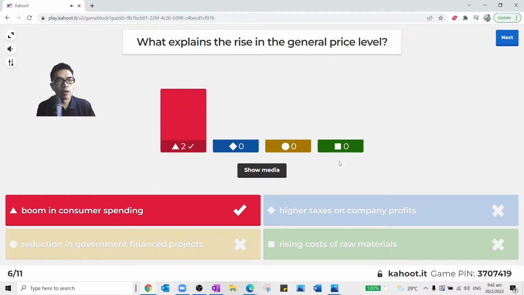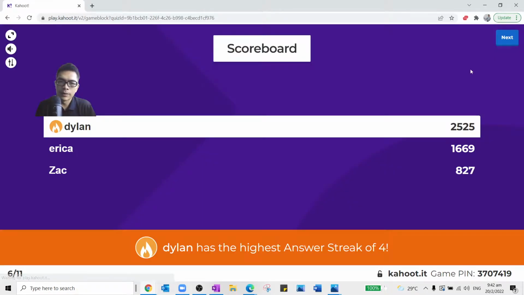Right, so the correct answer for a rightward shift in AD is higher consumption. And the rest are not going to affect AD, or they're going to cause your AD to shift to the left, or they're going to affect AS. Okay, so a boom in consumer spending means higher C.